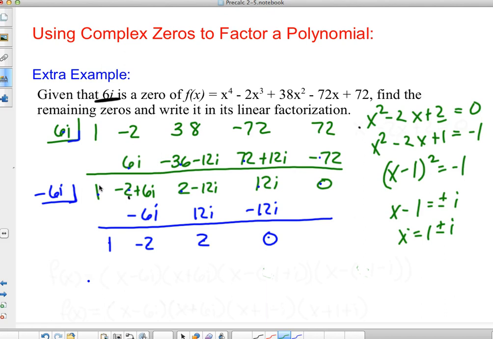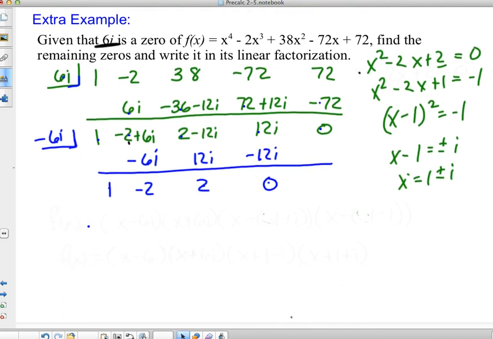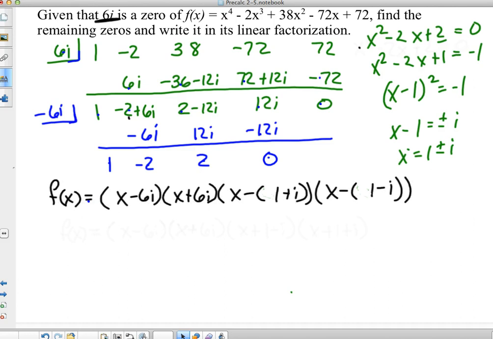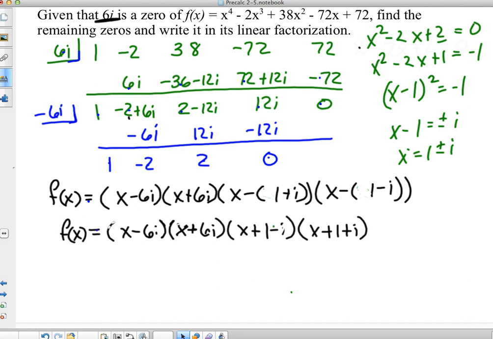Feeling comfortable with those? Now, there's a possibility that as you're going through this, you're not paying attention to what factors I'm interested in. So as you're finishing a question, always reread the directions, and make sure you're answering what you're asked to answer. So I'm supposed to find the remaining zeros and write it in its linear factorization. Okay? So my remaining zeros I have found, but I'm going to write it in its linear factorization, okay? And I'm going to list my remaining zeros, maybe. I didn't list them.